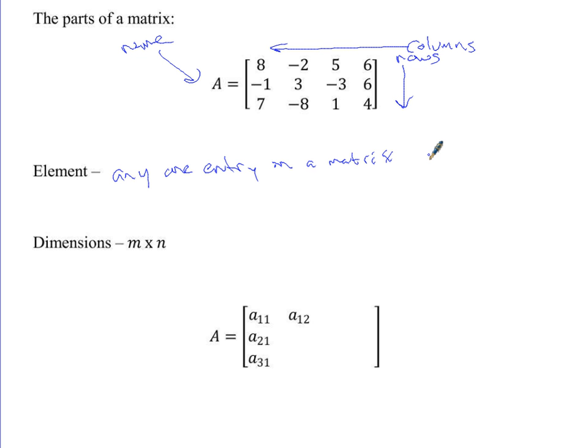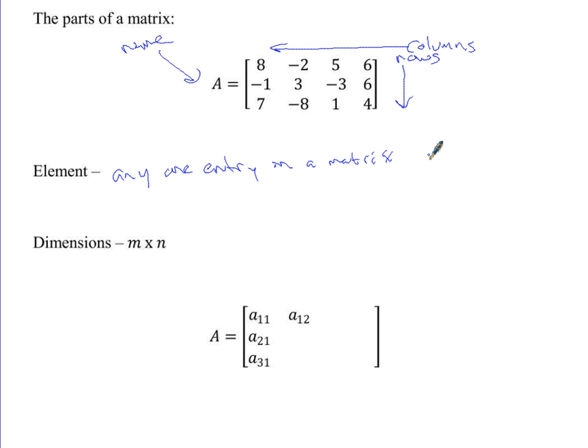An element is any one entry in a matrix. So any one of those numbers that you see is an element. 8 is an element. 1 is an element. 5 is an element. Any one of those is one particular element. Think of the periodic table. Each one of those entries is an element. Same thing is true here. You can think of the periodic table as a matrix.